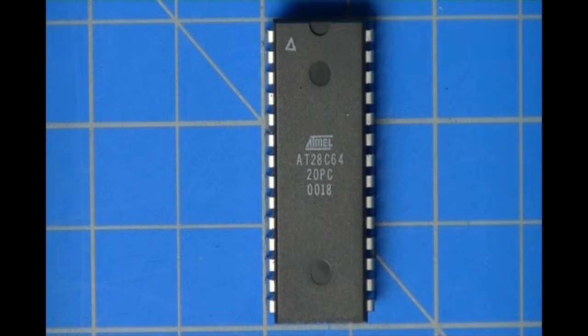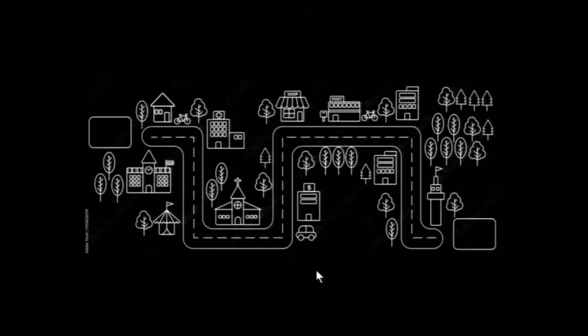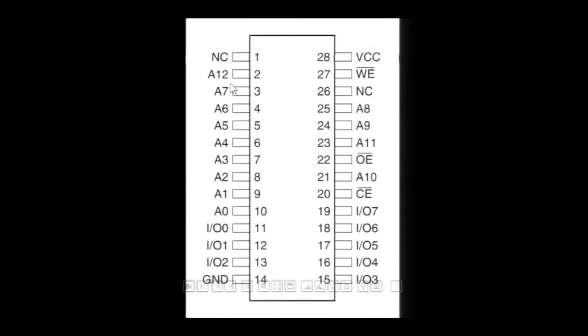Then we're going to move into some physical aspects. We've got an actual EEPROM part, and we're going to talk about how the data in an EEPROM is addressed, using what are called addresses and data. Then we're going to talk about the pins on an EEPROM, what they do.